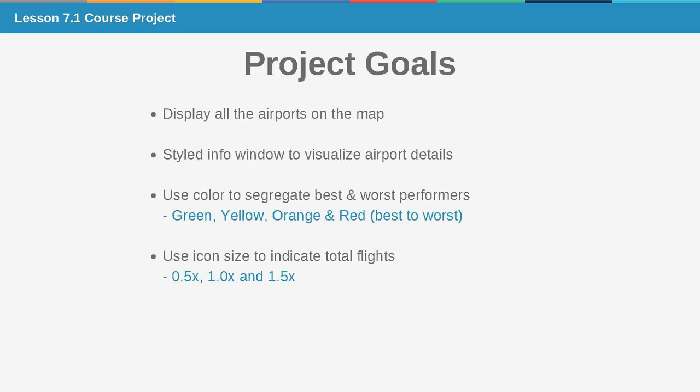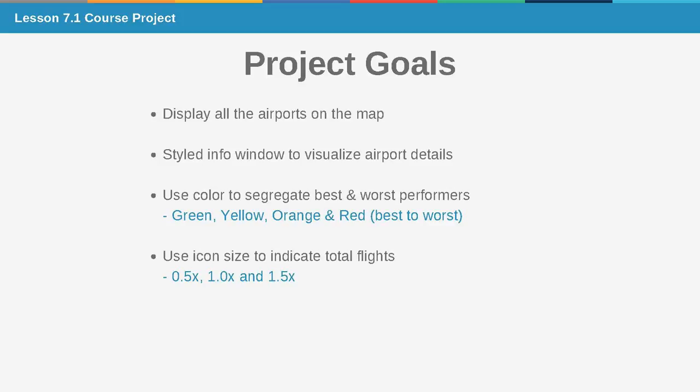Next, we want to visualize the largest and smallest airports based on total operations or flight volume. In our project, we will group airports by total operations based on 3 different icon sizes: 1.5 times the size, 1 times, and 1/2 times. So larger icons will indicate the larger airports, while smaller will indicate the smaller airports.